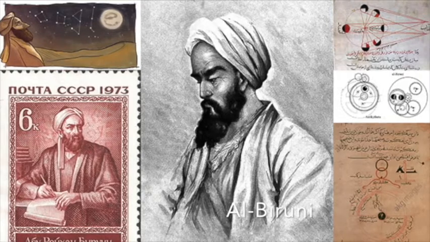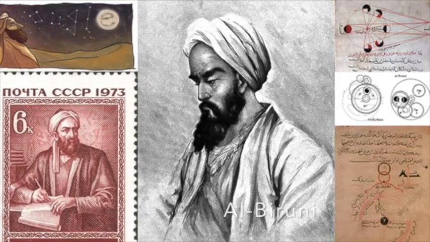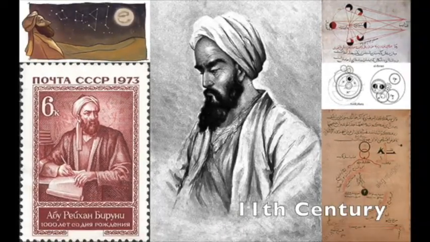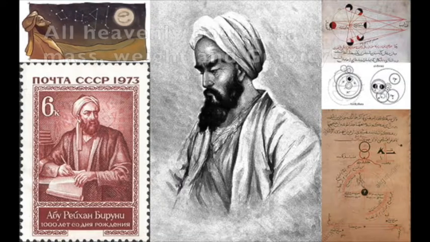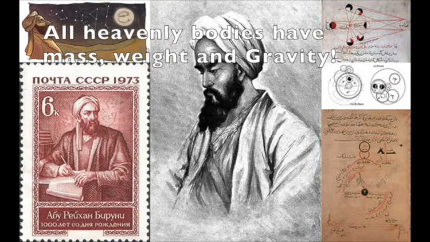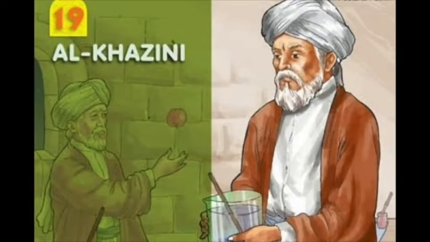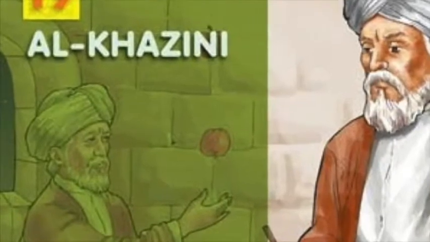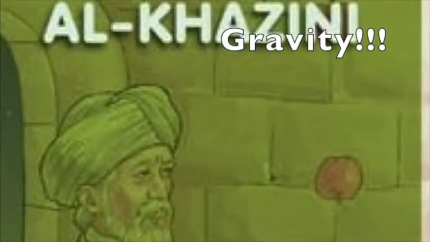In 11th century Persia, modern-day Iran, Al-Biruni proposed that all heavenly bodies had mass, weight, and gravity. 100 years later, another Persian, Al-Khazini, suggested that gravity depended on the distance between objects, not just their size and mass. He was right.